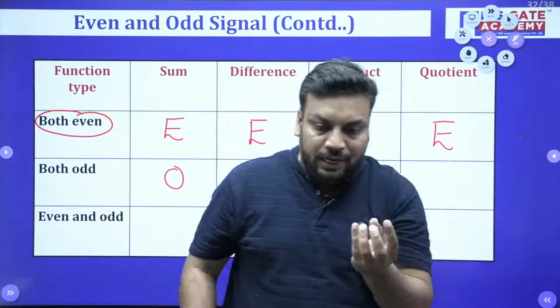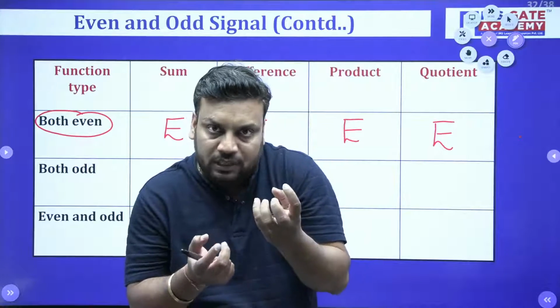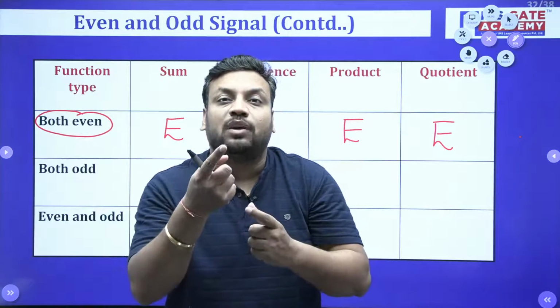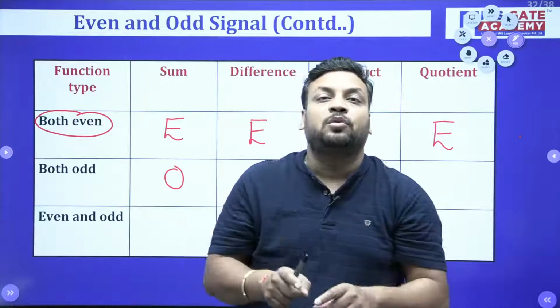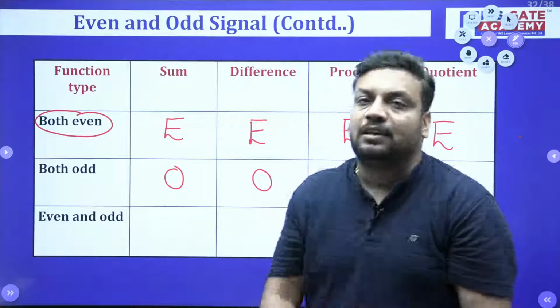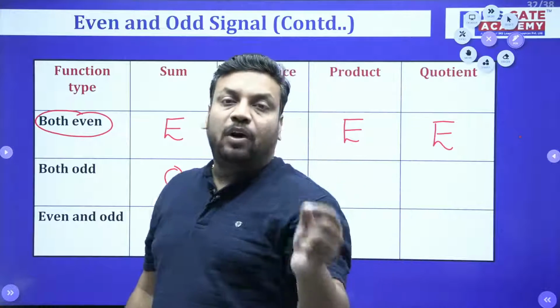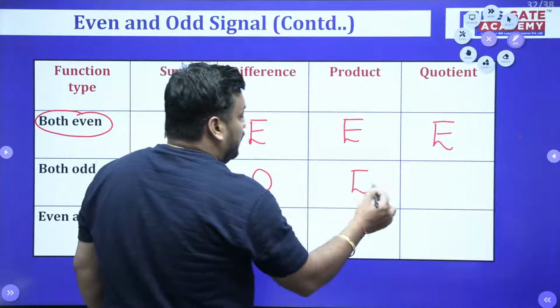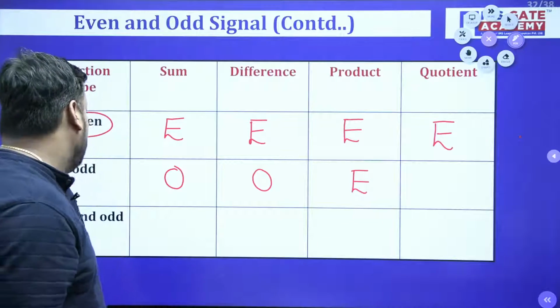Odd into odd means sin t dot sin t. Sin t is an odd signal. Sin t dot sin t is sin square t, and sin square t becomes (1 minus cos 2t) upon 2. And 1 is a DC signal, 1 is an even signal, and cos 2t is an even signal. So odd into odd will become an even signal only, sir.